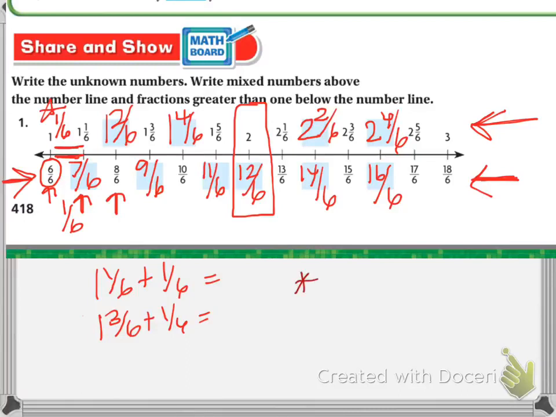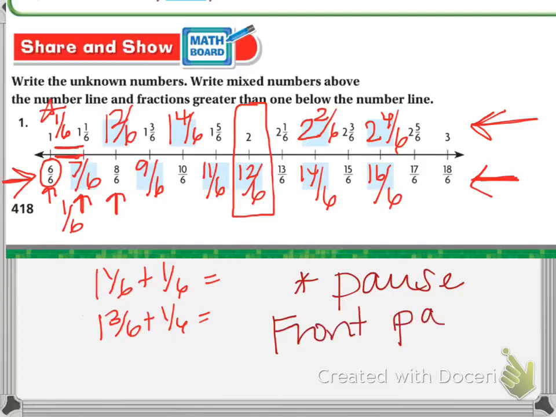Now I want you to pause the video. I want you to work on the front page of your homework. Don't just sit there and fill in your homework as I go through it. I want you to work on it, complete the front page, and then turn the video back on to check your work.